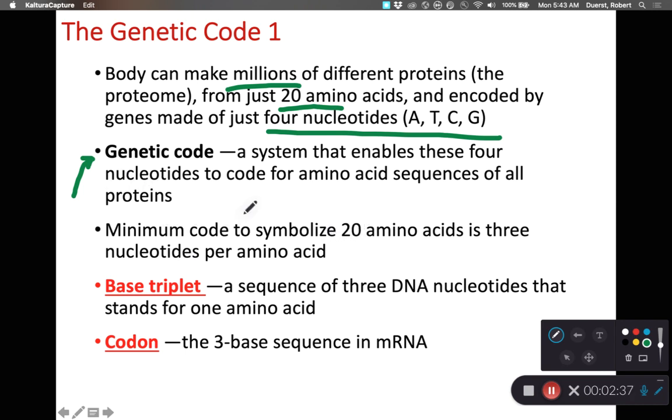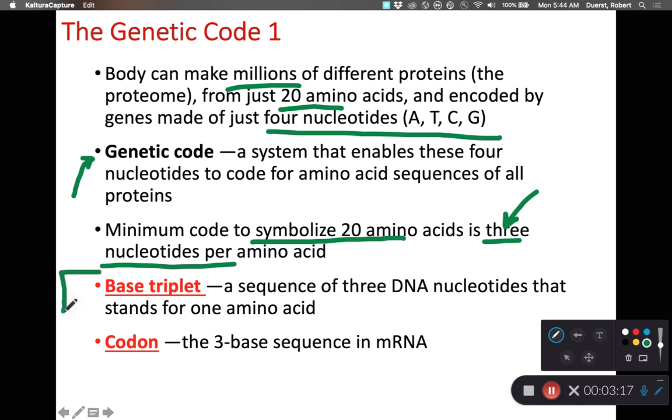When we think of 20 amino acids, the minimum number of nucleotides we need to symbolize all 20 is 3 nucleotides per amino acid. If it was a 1-to-1 ratio, since there are only 4 nucleotides, we would only be able to represent 4 amino acids. With 2 nucleotides, 4 times 4 would allow us to represent 16 amino acids. So we have to bump it up to the next level. 4 times 4 times 4 gives us enough variation to represent all 20 amino acids.